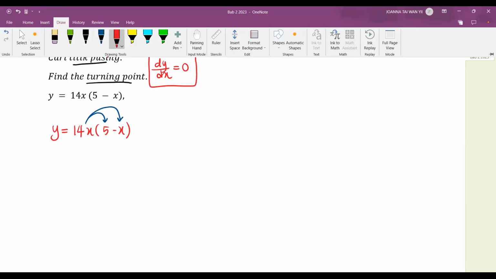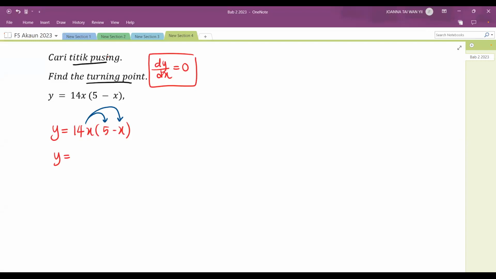Kembangkan dia. Kamu boleh sediakan kertas. You can prepare a paper. We can do together lah. Sama-sama kita buat. 14x darab 5 berapa? 14x times 5, 70x. Then 14x times x, 14x darab x, 14x squared, 14x kuasa 2. Lepas tu kita buat dy dx. Differentiate. 70x jadi apa?